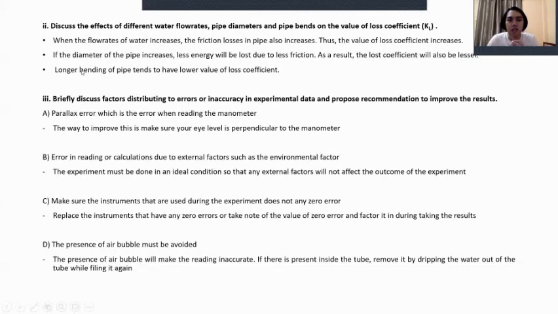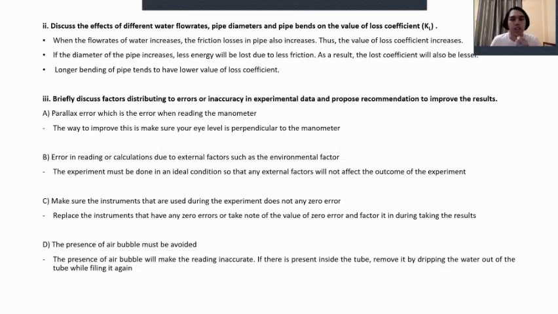And then if the diameter of the pipe increases, less energy will be lost due to friction because there is more space for the water to flow. So as a result, the loss coefficient will be much lesser. And then next is the pipe bend. So the longer the bend of the pipe, the lower the value of loss coefficient.